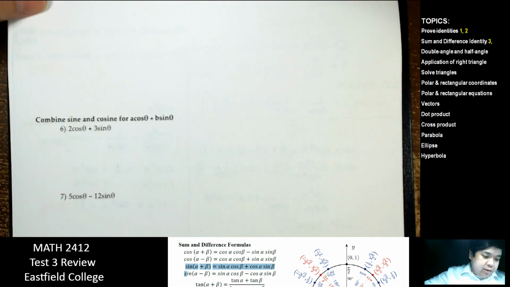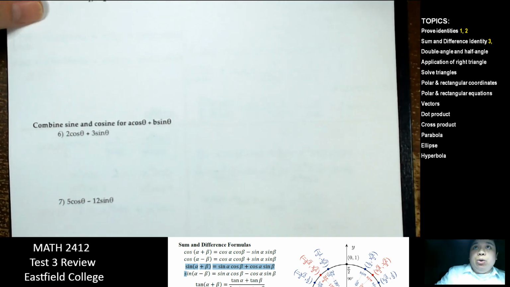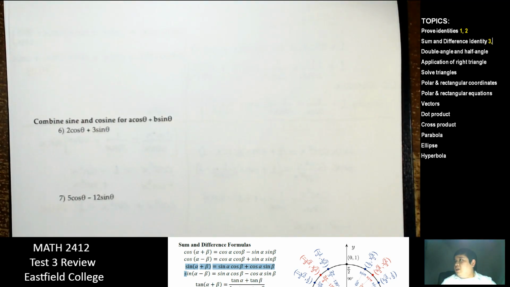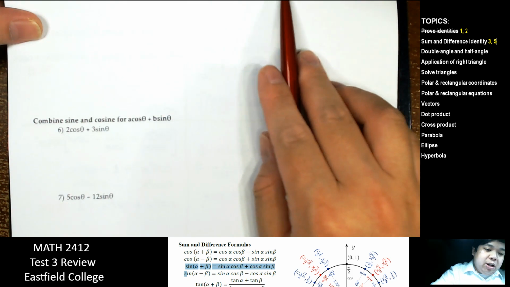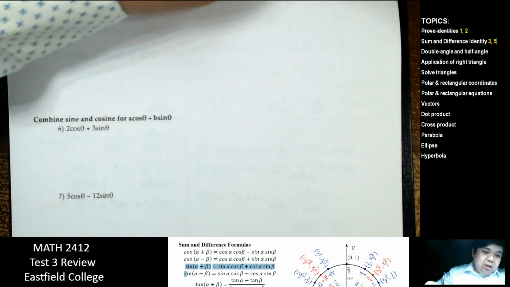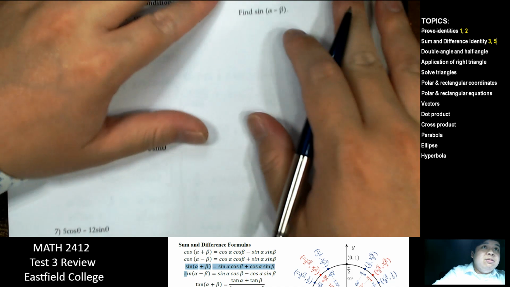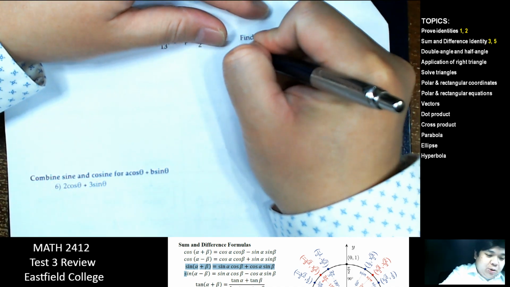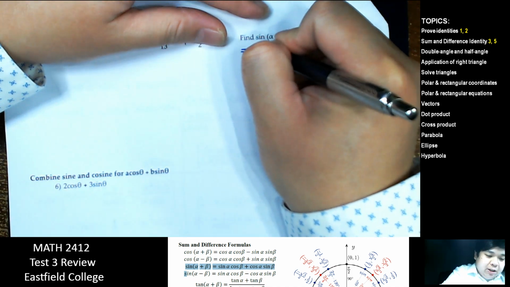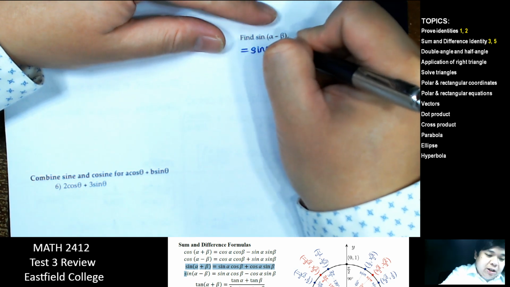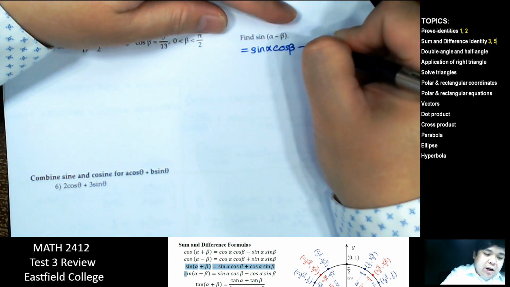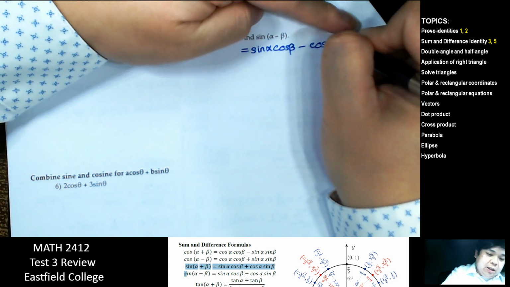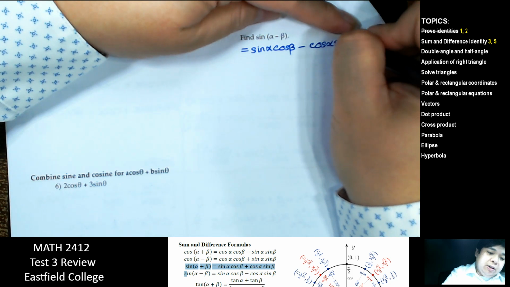Next, we do number 5. So now we find sine of alpha minus beta. So first, this is going to be sine of alpha cosine beta minus cosine alpha sine beta.